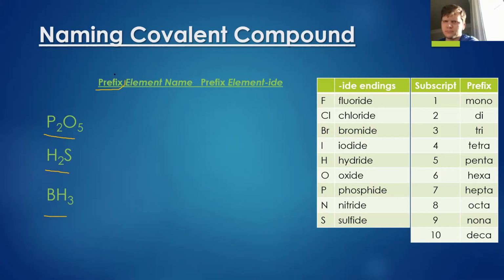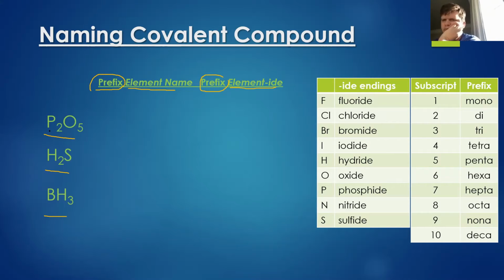So I have prefix written up here for both the first element present and a prefix for the second element present. Now the first element, after we write the prefix, we're going to write the element name just how it's written on the periodic table. The second element present is going to change a little bit. Instead of writing just the element name, we're going to add an IDE ending on the end of it. And what I have off to the right are how all the elements change with the IDE endings, and also the prefixes that we're going to use.